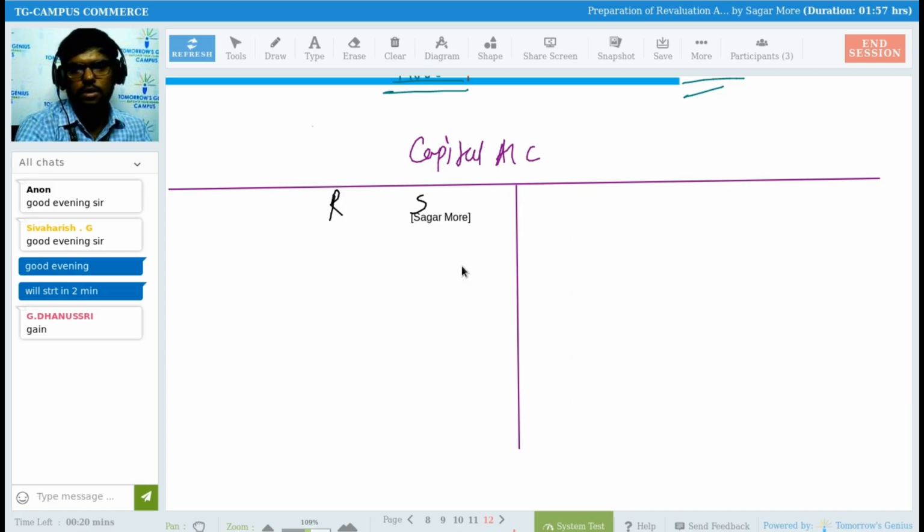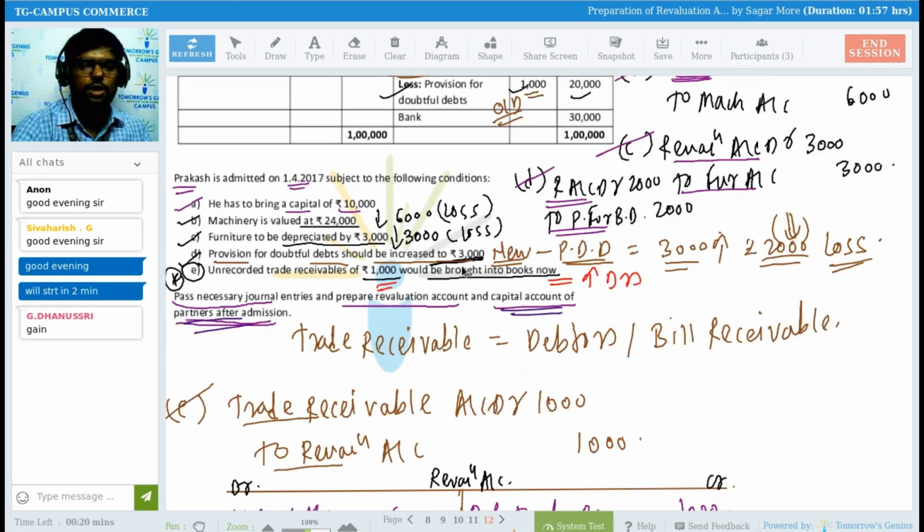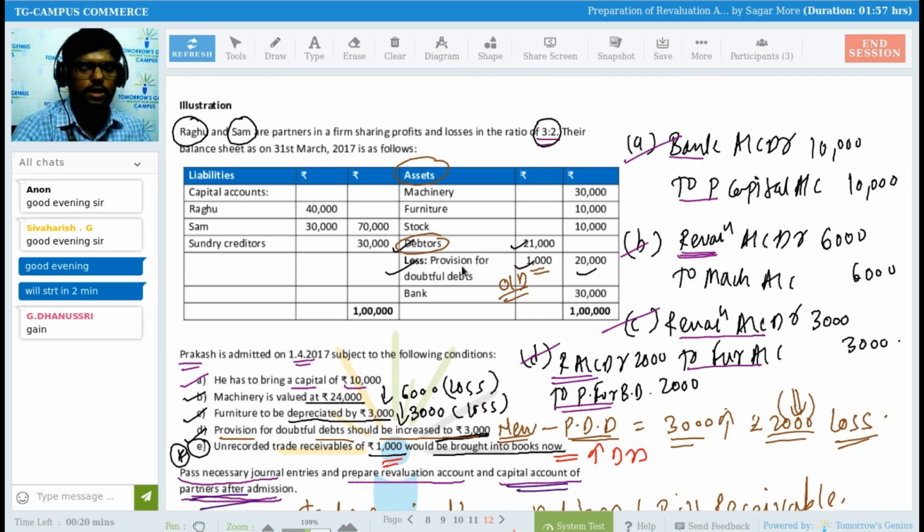R, S, and P. Okay. So when you are preparing the capital account now, you have to start with the balance sheet first of all. Always you have to start with the balance sheet.